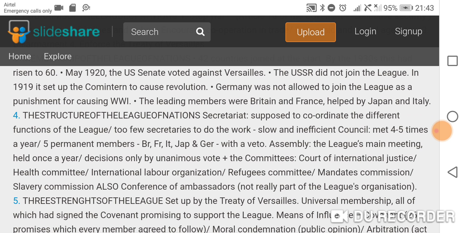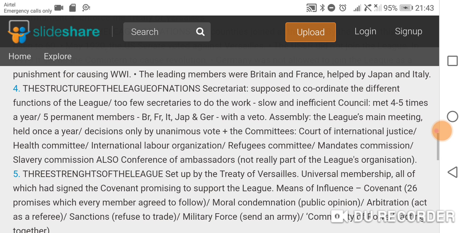And then we move on to the Council, where we see that the council met 4 to 5 times a year, and there were five permanent members. This was Britain, France, Italy, Japan, and Germany, and each of these countries had veto power. And then when we move on to the assembly, this was basically the league's main meeting, and it was held once a year, and decisions were made only by a unanimous vote.